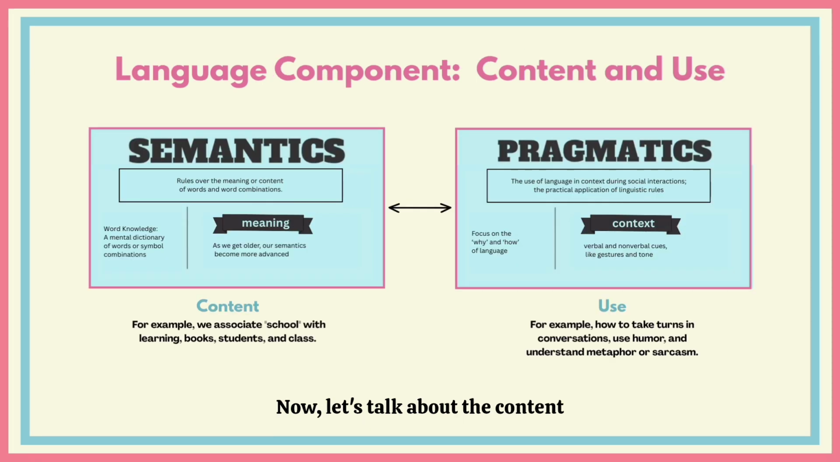Now, let's talk about the content and use of language. Semantics is about meaning, knowing that a cat is different from a dog. Pragmatics is about how we use language in different situations, like saying please when asking for something.